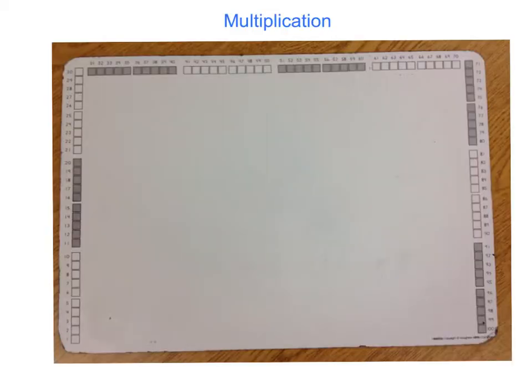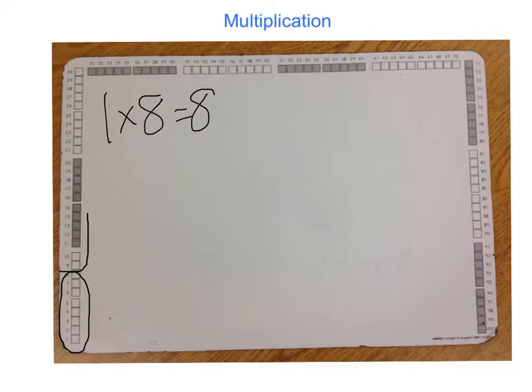Okay, so first we want to do the multiplication. And we have been doing this for quite a while. So the first thing we're going to do, obviously, is find a group of 8. And I love this board because I can easily find 8. And so I know one group of 8 equals 8. And so then I'll find my second group. So I go 1, 2, 3, 4, 5, 6, 7, 8. And now I have two groups of 8 equals 16.